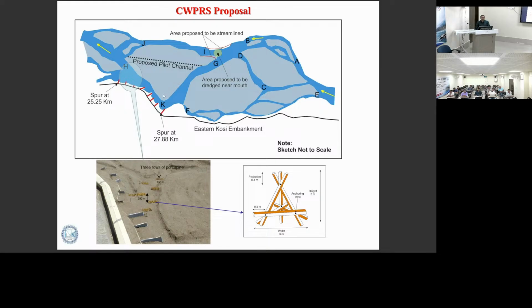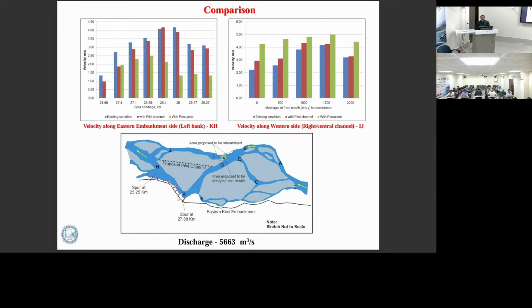So what we did is that we put porcupines here and we asked to enlarge the mouth of this right channel, so that the discharge will be lesser on the left bank. So we asked them to make this dotted line bell mouth shaped like here, with porcupines in this area. So you can see the reduction in velocity on the eastern, means left side, the green one, a lot of reduction was there, and the increase in velocity and discharge on the right side.